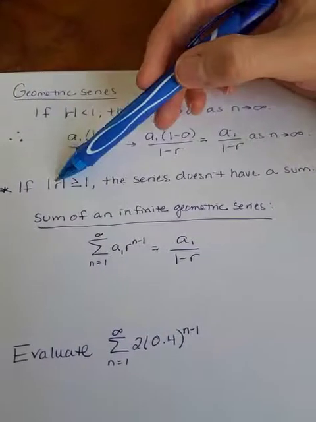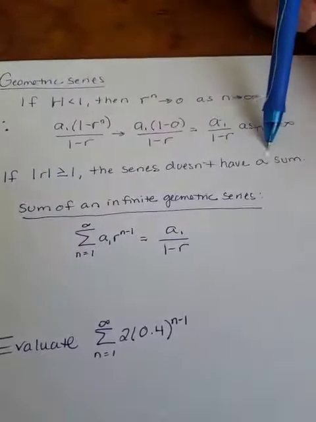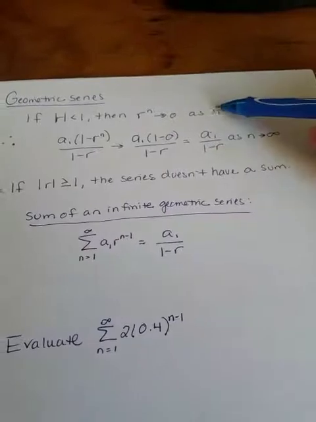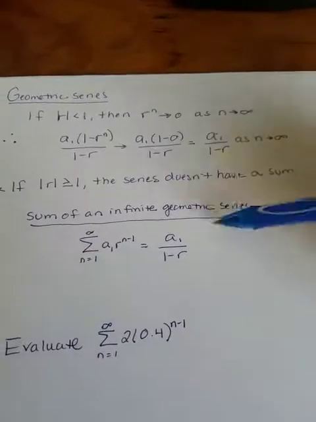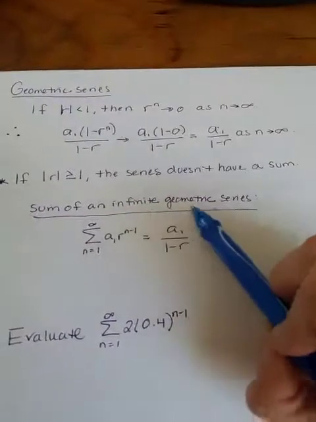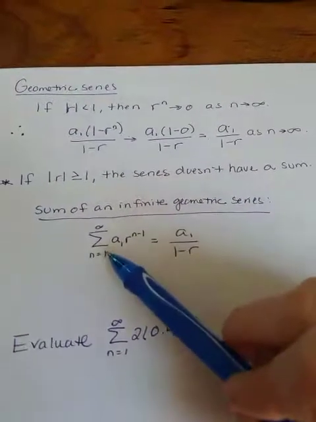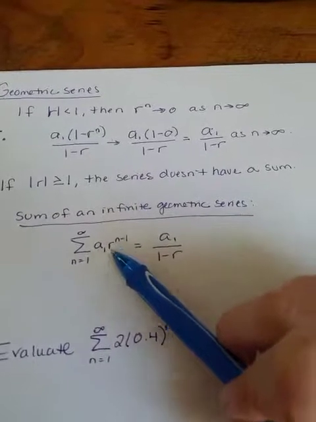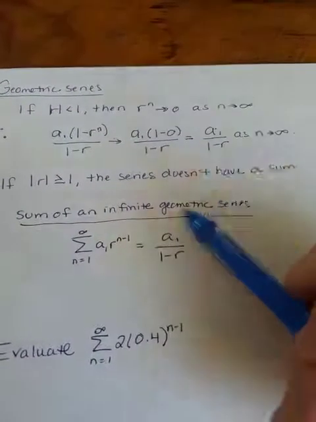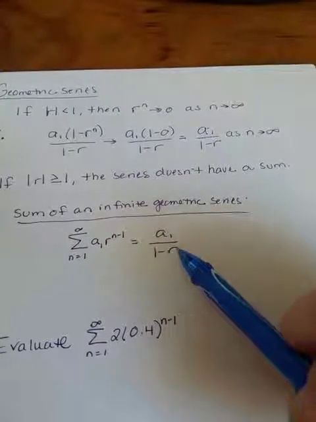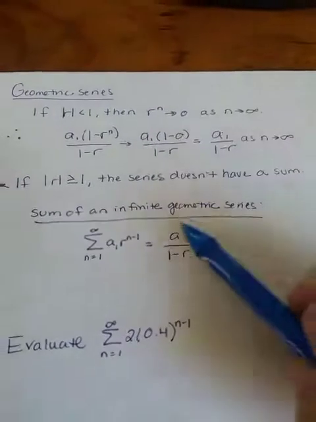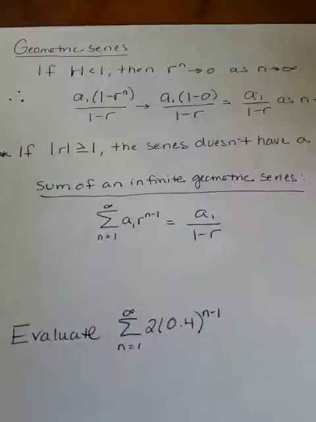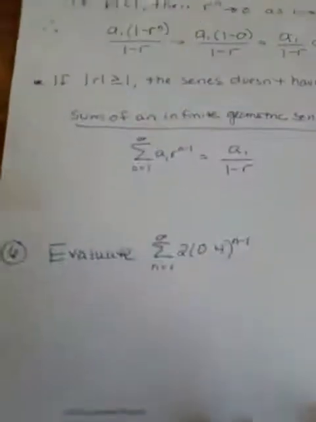If the absolute value of r was greater than 1, your series will not have a sum, so don't ask where the other equation is. To sum it up, the sum of an infinite geometric series, going from 1 to infinity of a sub 1 times r to the n minus 1, is a sub 1 over 1 minus r. This is kind of like a mini proof discussion as to where this is coming from. You have to pay attention to whether it is infinite or not, the difference between 5 and 6.